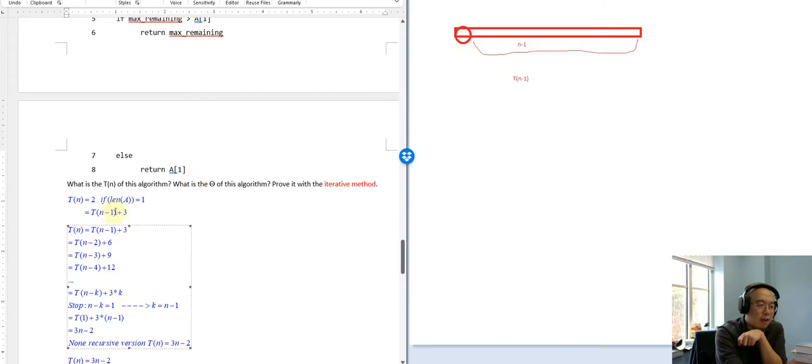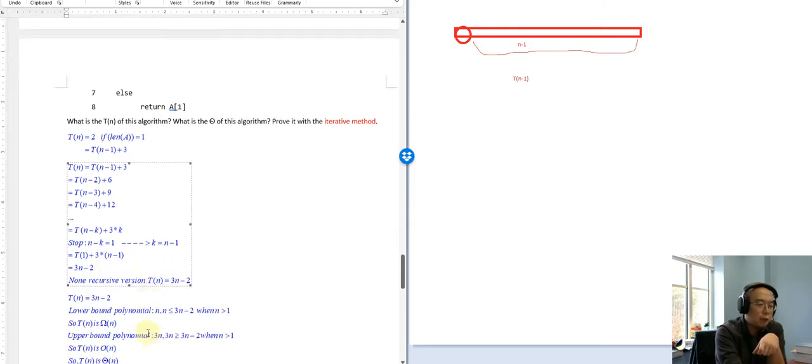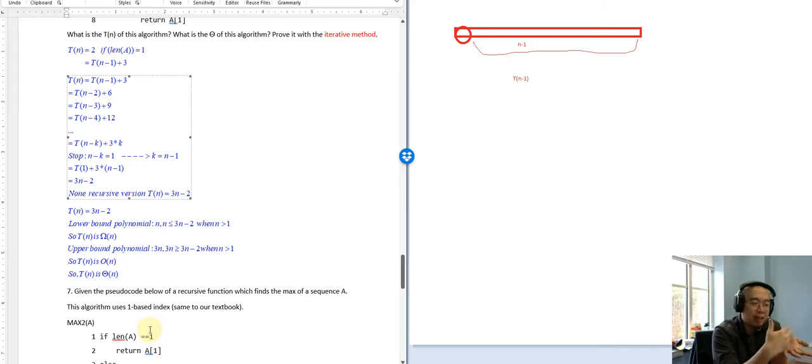So this gives you a polynomial version of the Tn. We started from here, where we have a recursive version of the Tn. But using the iterative method or substitution method, you will be able to get a polynomial version of the Tn. And once you have the polynomial version of the Tn, again, you have to prove it is big O and big omega. Once you have the big O and big omega, you can just claim that for the big theta, it is n. Okay? So this is for question 6. And since you got a linear version of the Tn, you can pretty much guess it is a linear time algorithm.